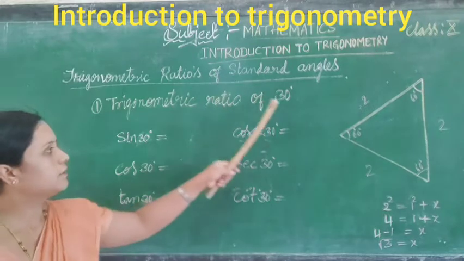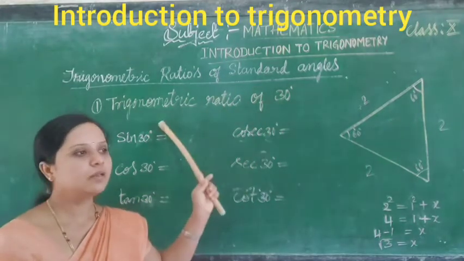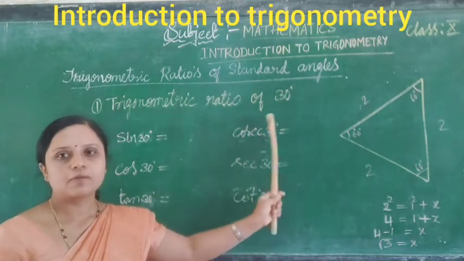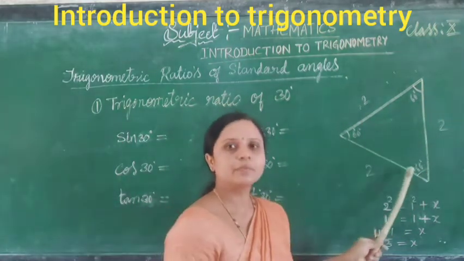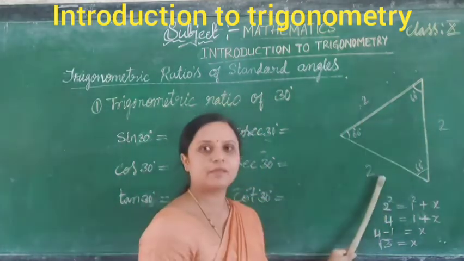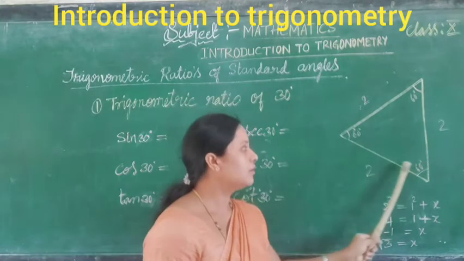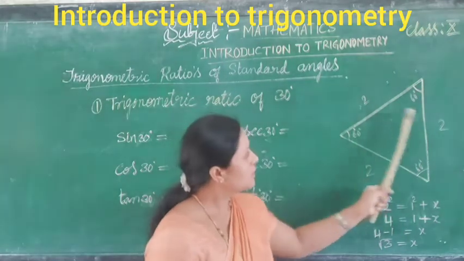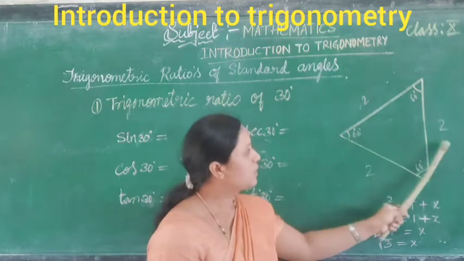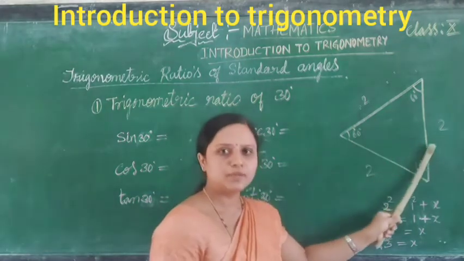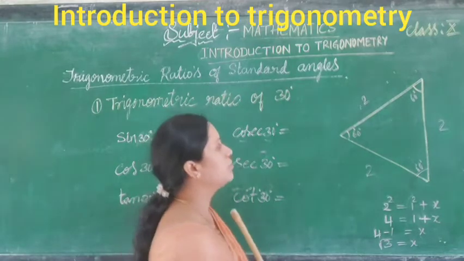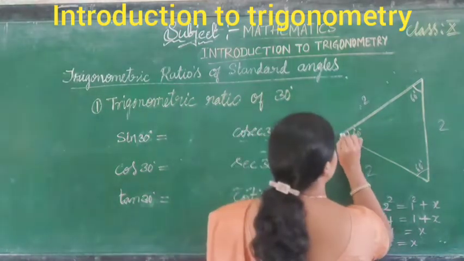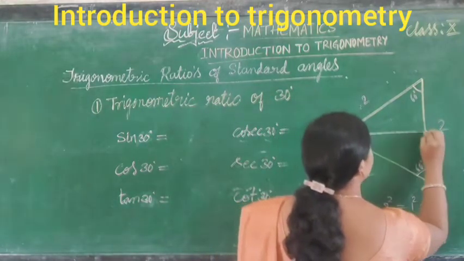The first angle will be 30 degree. What are the trigonometric ratios of angle 30 degree? You look at this triangle. It is an equilateral triangle. All the sides are equal. Here I will select the length as 2 centimeter. So first I will draw a perpendicular from this vertex to this base.